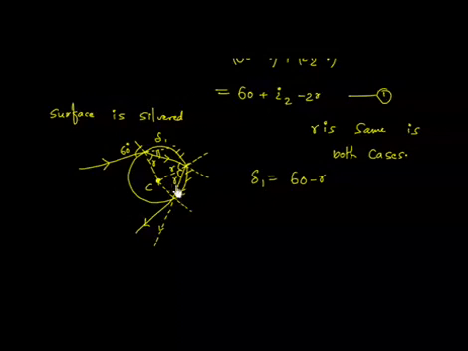Now let us say this angle is r, this angle is r, this angle is r. What do you say about this angle? This angle is again r. Are you getting or not? This angle is r because of the radius.